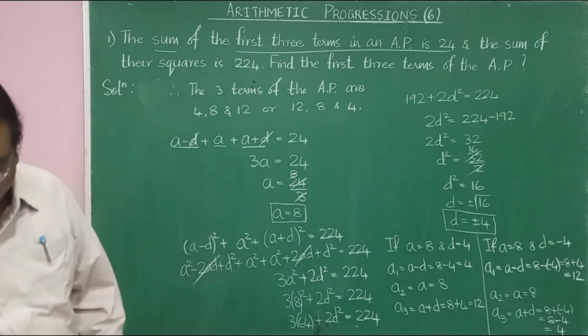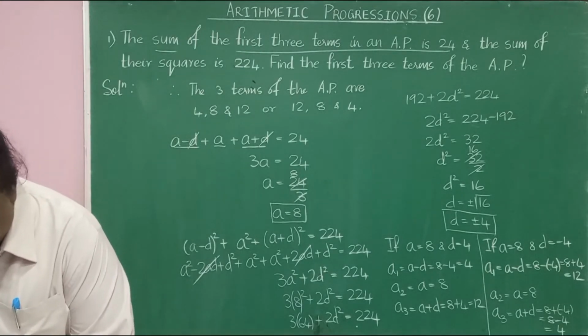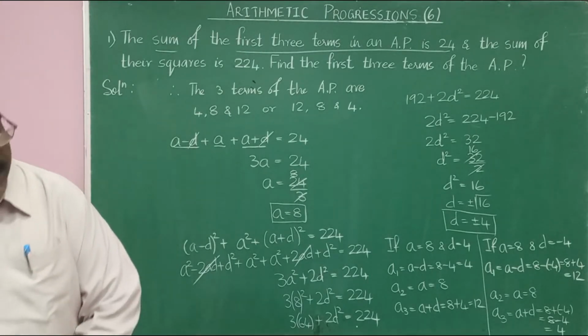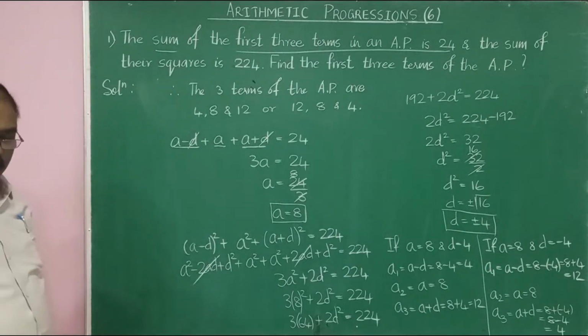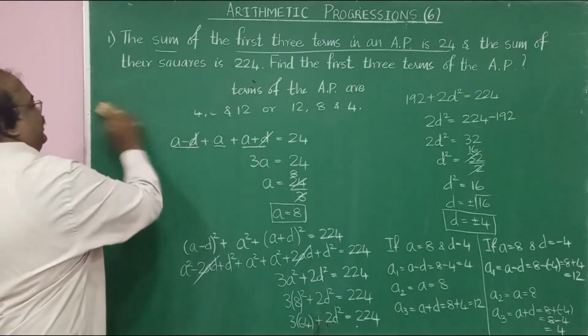Okay, so we go to the next type of sum, and that is formulas dealing with calculating the sum to n terms of an arithmetic progression. The second sum.